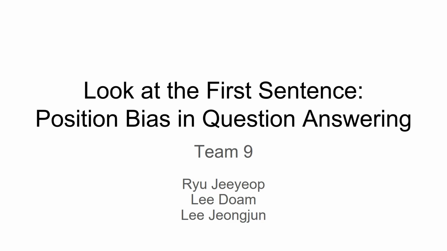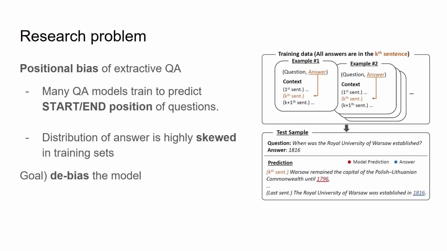Hello, we are Team 9, and the paper we are going to deal with is, look at the first sentence, position bias in question answering. The main topic of the problem is positional bias of extractive question answering. Let's call extractive question answering QA for short.